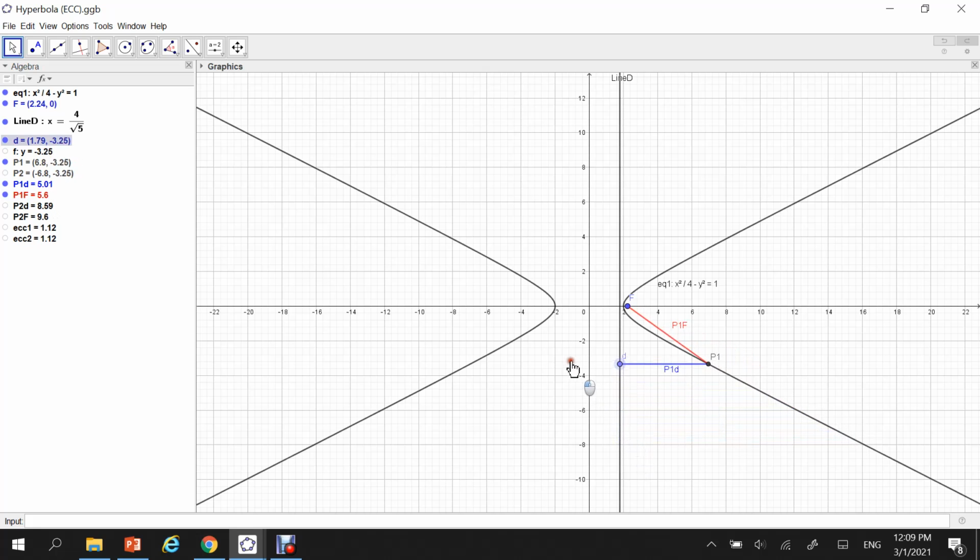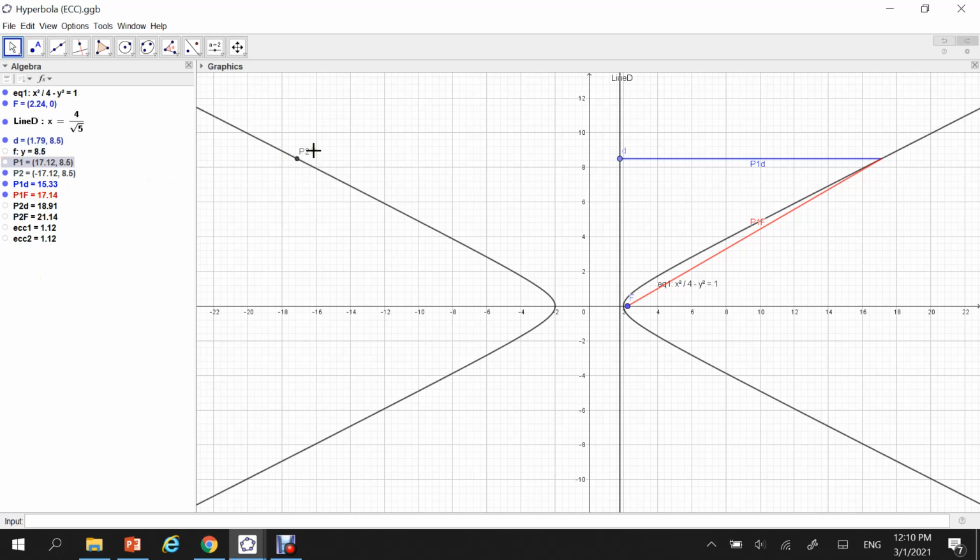Even if I move upwards, ECC1 does not change, it remains at 1.12. Now same thing, you'll be asking, maybe it is true only for the right arm of the hyperbola. How about the left arm?